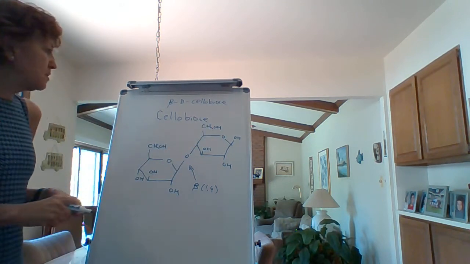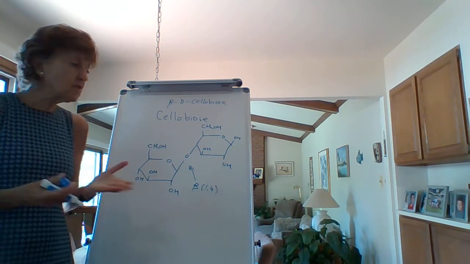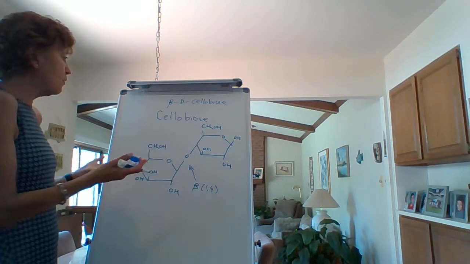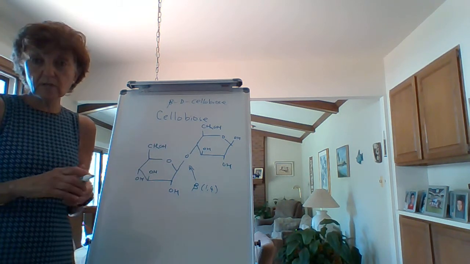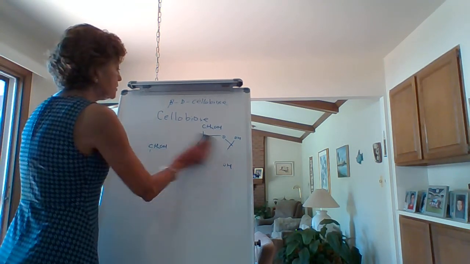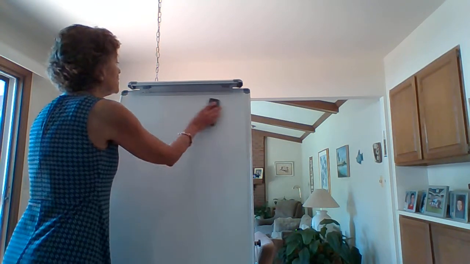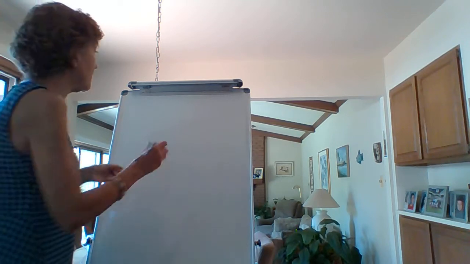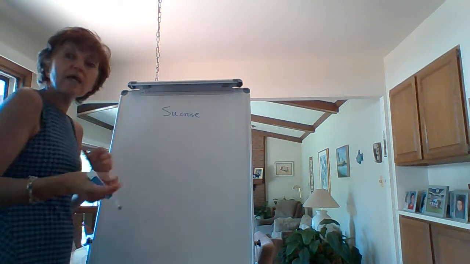Okay? So you see how it differs from maltose. Maltose is also 2 glucoses, but the glycosidic bond is alpha 1,4. Cellobiose, 2 glucoses, but the glycosidic bond is beta 1,4. All right, the last disaccharide we're going to be doing is sucrose. Sucrose is table sugar. You get it from sugar beets and sugar cane. Sucrose is made up of glucose and fructose.